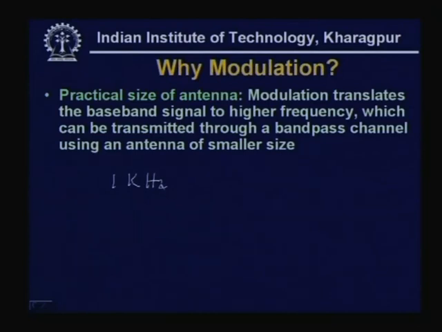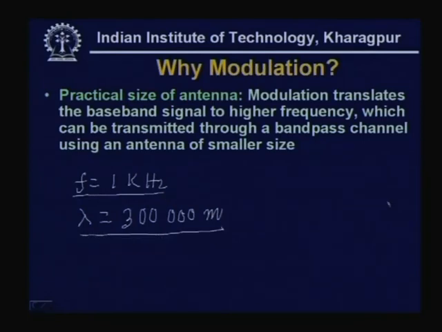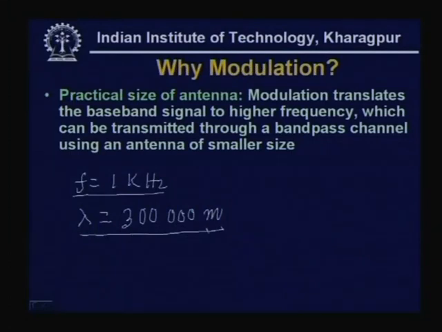and what is the wavelength for this? If this is the frequency, what is the lambda value? As you know, the wavelength will be 300,000 meter. We have already discussed about it. Whenever you are trying to send a frequency of 1 kilohertz, the wavelength is 300,000 meter, and obviously the antenna has to be comparable to this size. Obviously, an antenna of this size, 300,000 meter, is impractical.